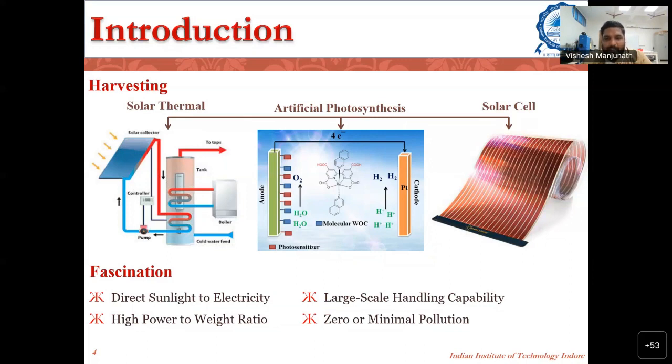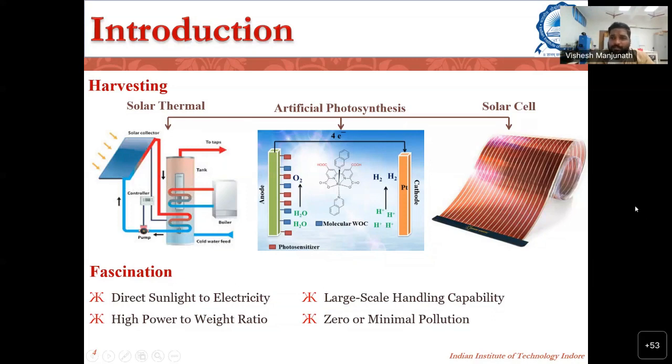Then this green hydrogen can be stored, and it can be used to run an internal combustion engine, or even can be stored or processed into useful chemicals by the chemical factories, or even the green hydrogen can also be used to generate electricity by using fuel cells.